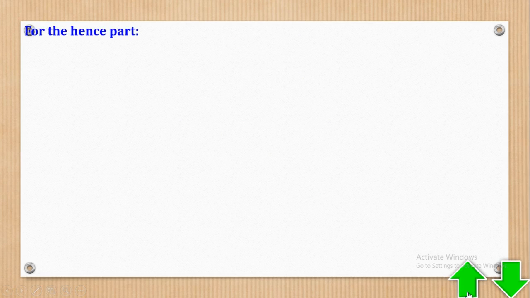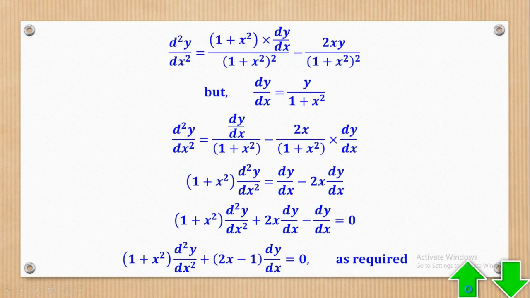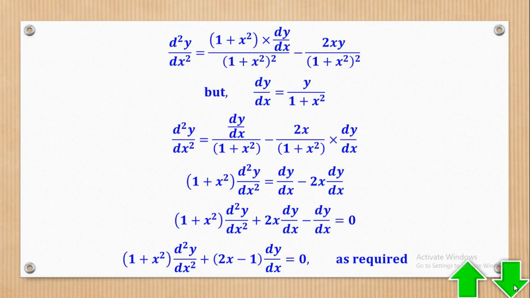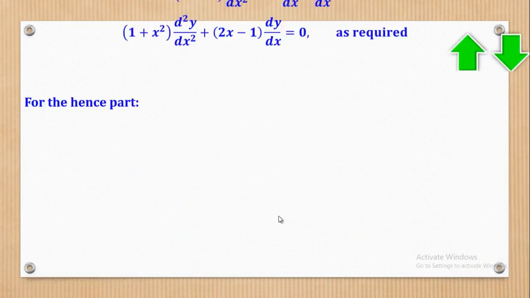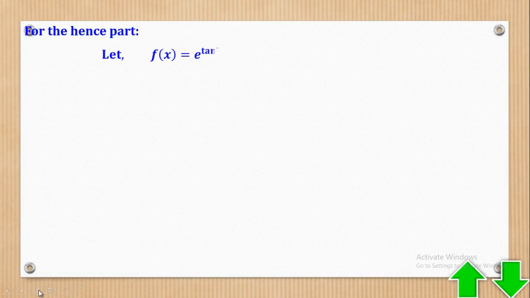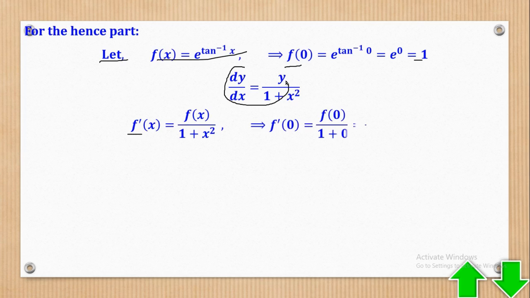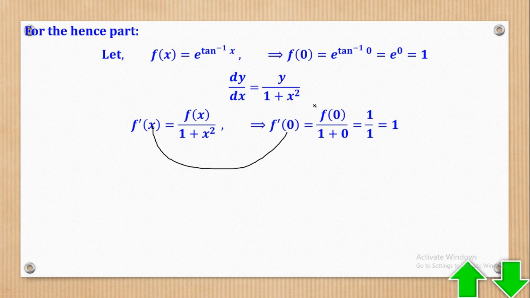Now for the hence part. The hence part, they told us that hence or otherwise determine the first four non-zero terms of the Maclaurin expansion of y. So let f(x) be equal to that, meaning that f(0) will be equal to 1. That is one term. The second term, we saw that dy/dx is equal to this, meaning that f'(x) will be equal to, remember, y is f(x). Therefore, we put there f(x). Therefore, substitute x equal to 0, you will come up with f(0) over 1 plus 0. Now, f(0), we already saw that is equal to 1, so I'll substitute 1 to come up with 1.